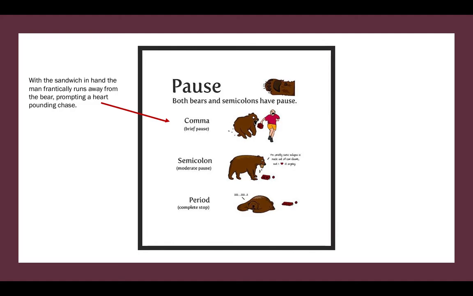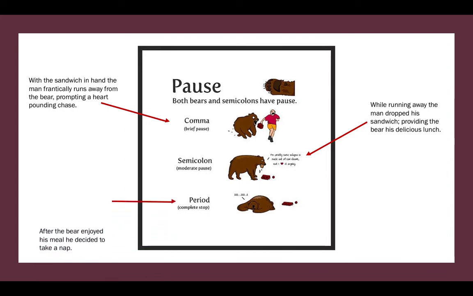The semicolon, a moderate pause. When running away, the man dropped his sandwich; providing the bear his delicious lunch. Here we have 2 independent clauses and actions that we are able to separate with the semicolon. And the last example, a period, the complete stop. After the bear enjoyed his meal, he decided to take a nap.